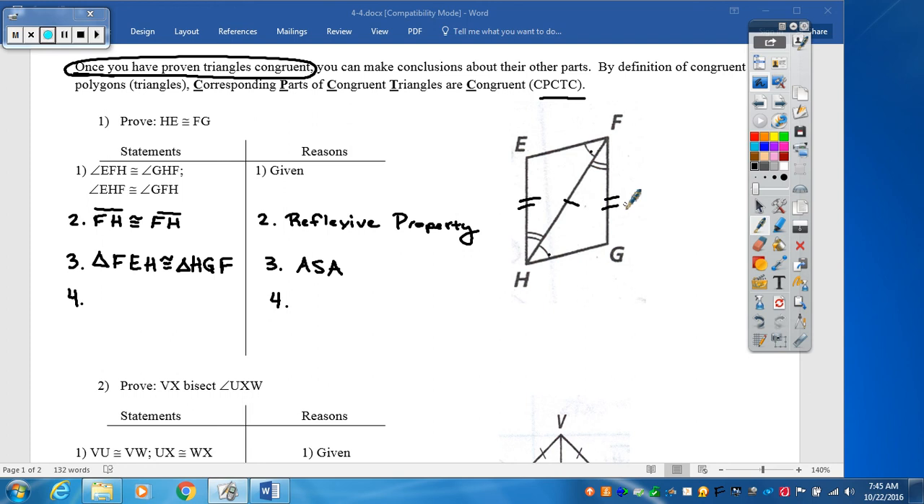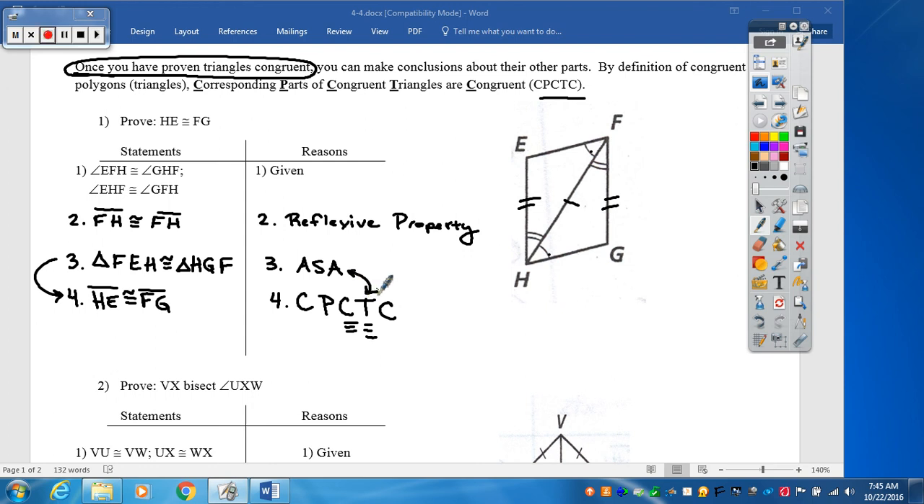Okay? And so that's what I'll put down here. Because of this, I know this is true. HE is congruent to FG. And what's my justification always going to be? Corresponding parts of congruent triangles are congruent. Okay? Congruent triangles. That took place right here. So now I can go ahead and state this down here.